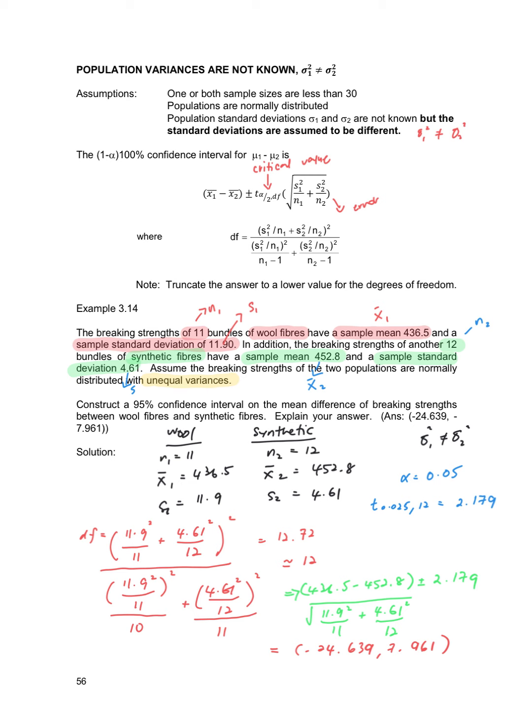We have calculated the confidence interval, so what can we conclude here? Look at the interval. The zero value has been passed through by the confidence interval. So we can conclude that there is no difference of breaking strength between wool fiber and synthetic fiber, since the confidence interval includes the zero value. That is how we explain your answer.